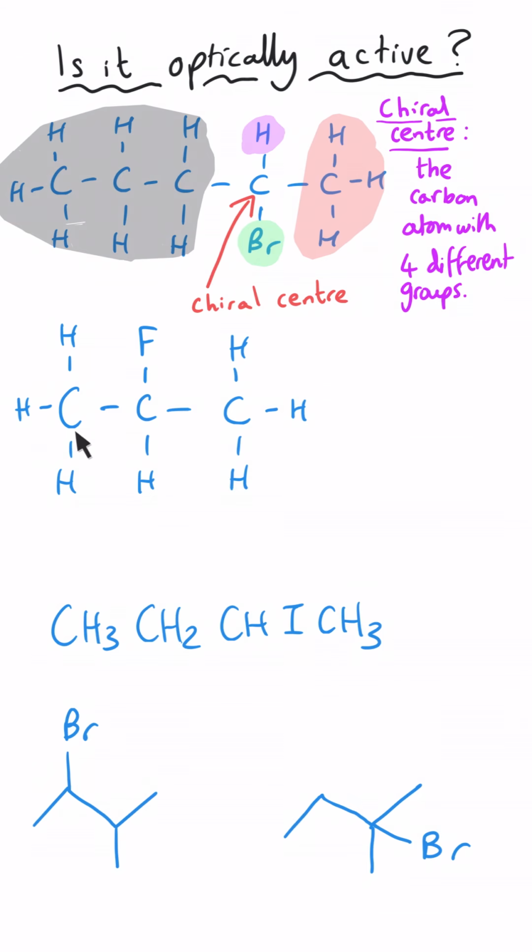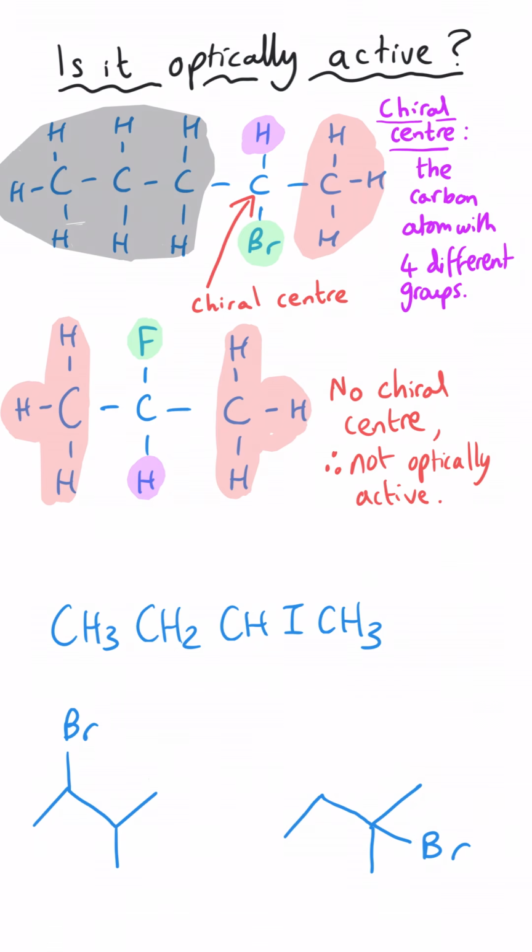In the next molecule, we apply the same principle. The first carbon atom has once again got 3 identical groups attached to it. And then the middle one, well, this is looking promising again. We've got a fluorine and we've got a hydrogen. But then when we look at the side positions, the 2 groups to either side of this carbon atom are actually the same. And so this has only got 3 different groups attached to it. And so the second example would not be optically active as it does not have a chiral center.